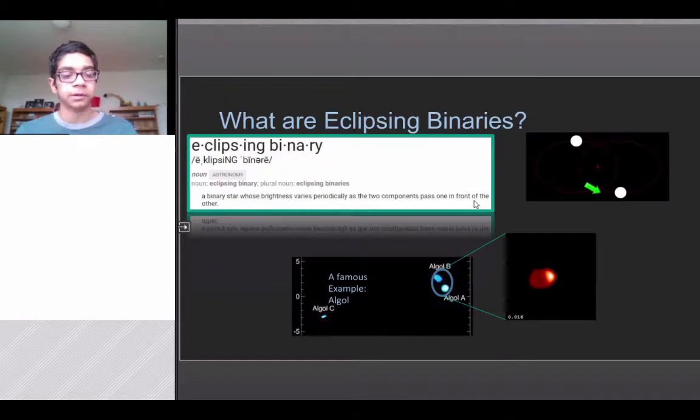One example of an eclipsing binary system is Algol. There are two stars in that system, Algol A and Algol B, that are orbiting each other, and this is an actual image of those stars in orbit, and you can see that one of the stars is in front of the other.